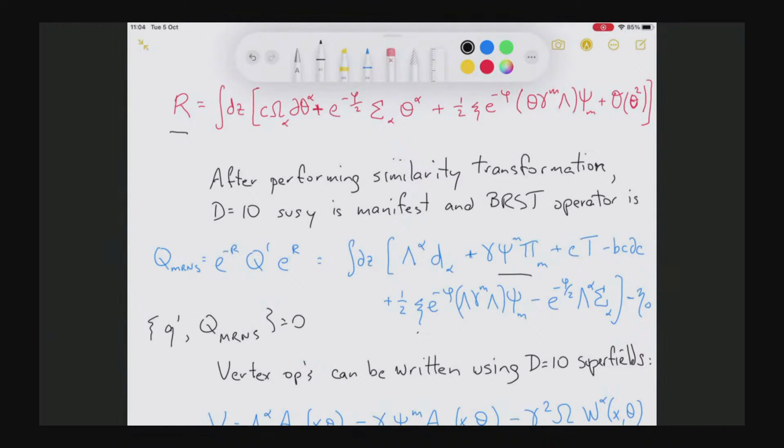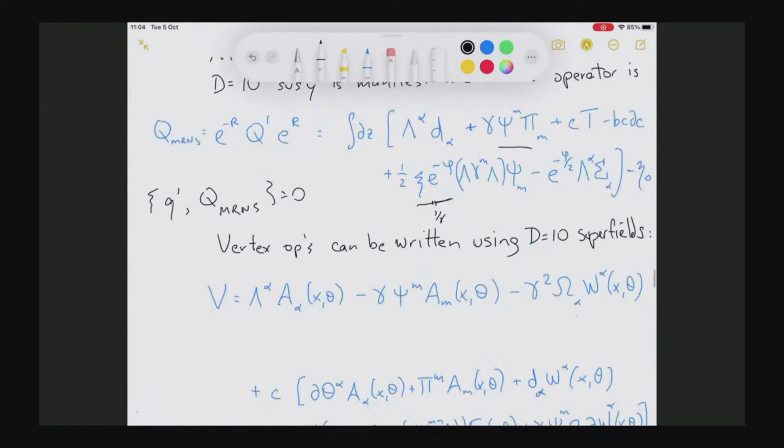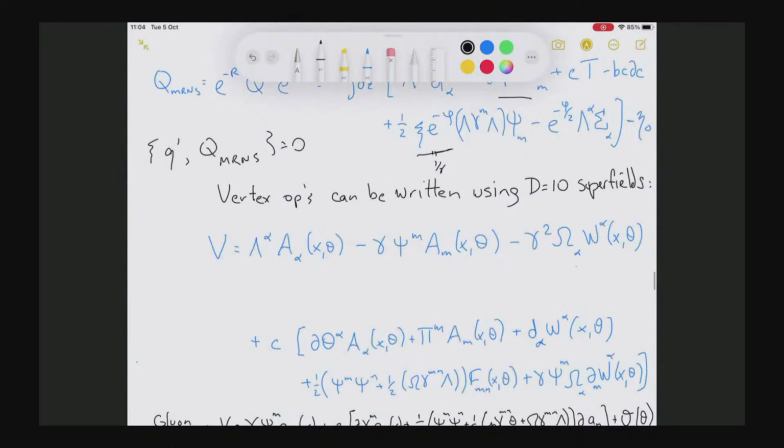For example, it also has this term, psi e to the minus phi. Psi e to the minus phi, that's equal to 1 over gamma. So gamma was 8 e to the phi. So the inverse of that is psi e to the minus phi. So it's unusual, but it's manifestly space-time supersymmetric, and it's straightforward, for example, to write down vertex operators in the cohomology. And now, of course, you can write them in terms of the d equals 10 superfields. So these are the vertex operators.